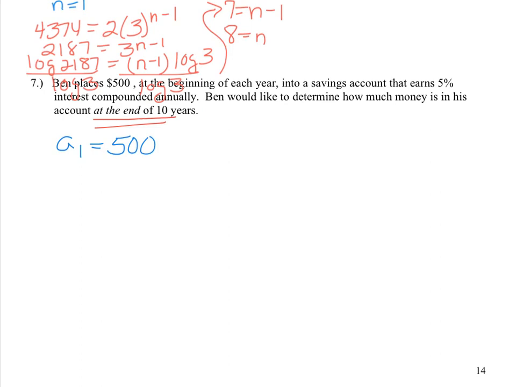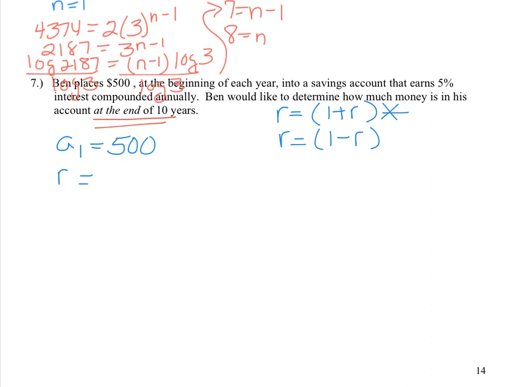And his rate, or his common ratio, is 5%. Now, if you think back to when we did rates compounded annually, my rate could have either been a 1 plus r, or a 1 minus r, depending on whether we were doing percent of increase or percent of decrease. We are doing increase because it's a savings account and you're earning more and more year after year. So it's 1 plus the rate.